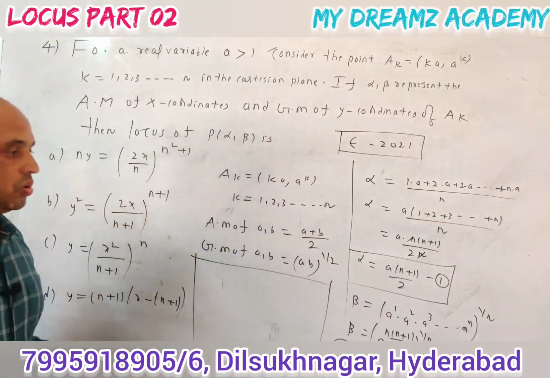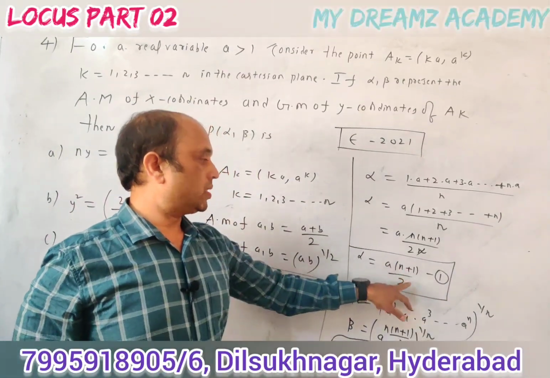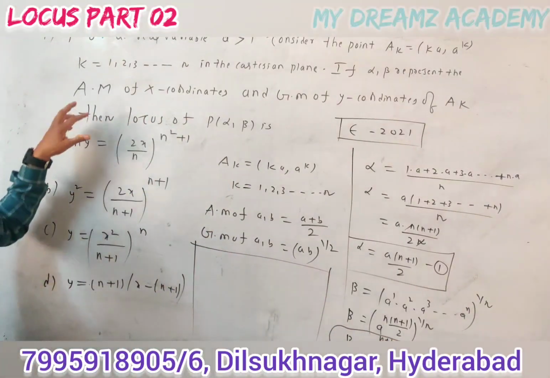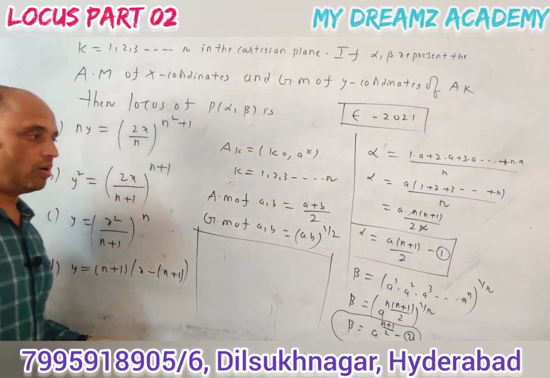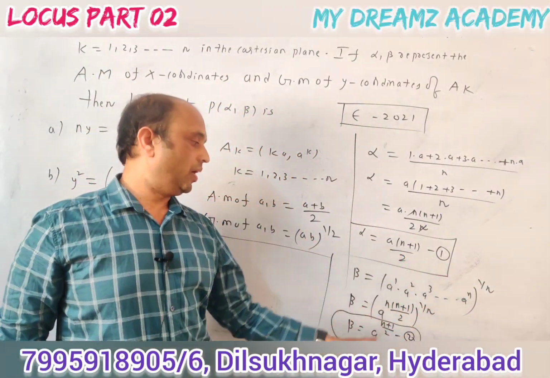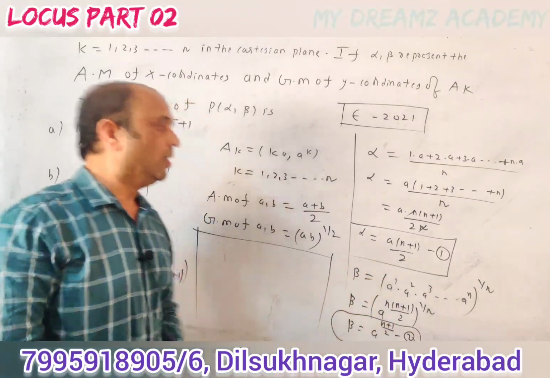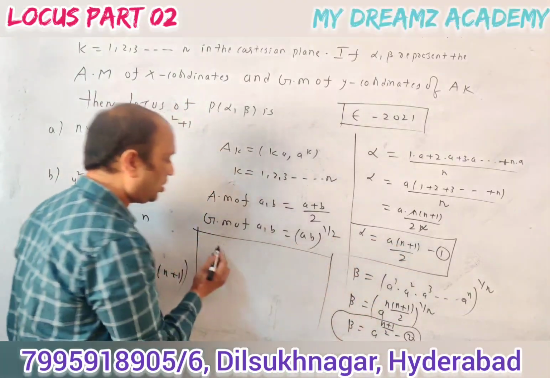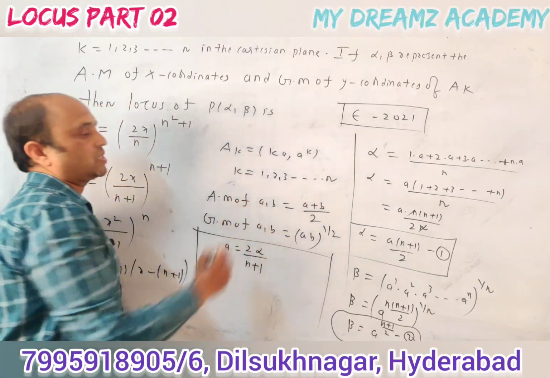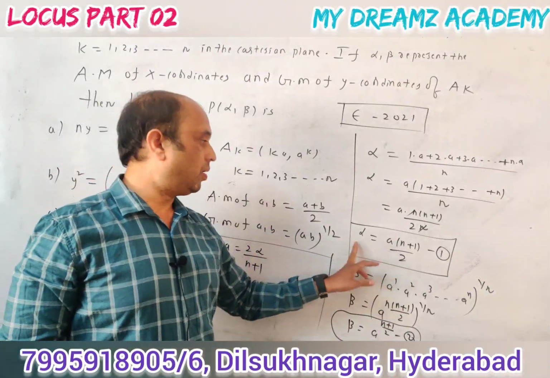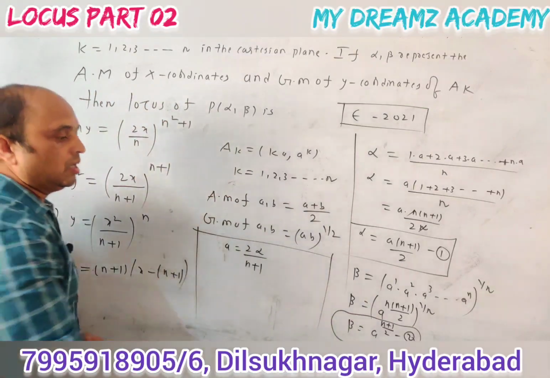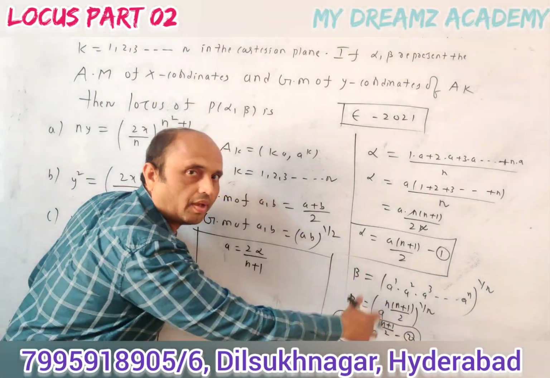So alpha is equal to a into n plus 1 by 2, beta is equal to a to the power of n plus 1 by 2. Now in the given equation, a is not there, so just eliminate the a value from equation 1 and substitute that value in equation 2, and we'll get the answer. From equation number 1, a is equal to 2 alpha by n plus 1. Substitute this a value in this equation.